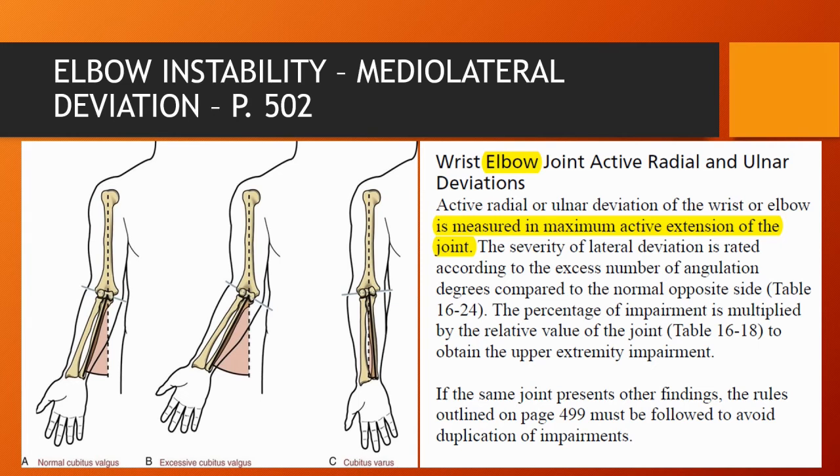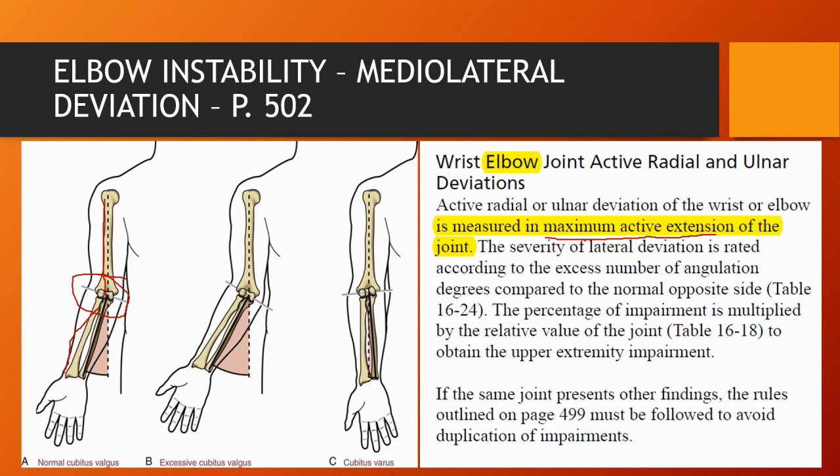And then also we have medial or lateral deviation, and this describes the misalignment of the normal anatomic alignment of the humerus bone with the radius and ulna bones at the elbow, where the angulation is measured again here at the elbow. So this is measured now in maximum active extension of the elbow. The severity of lateral deviation is rated according to the excess number of angulation degrees compared to the opposite side.